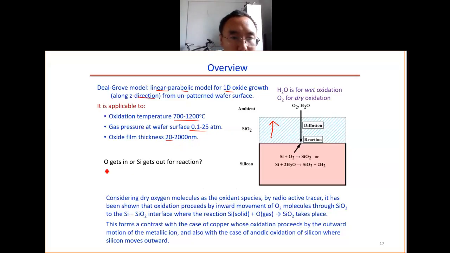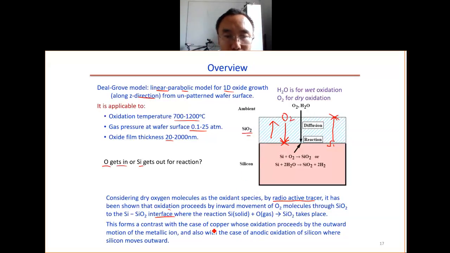The first question: does oxygen get into the silicon, or does silicon get out for the reaction? There are two possibilities. One possibility is oxygen goes through the silicon oxide, and we have the chemical reaction here. Another possibility is the silicon diffuses out, and we have the chemical reaction here. For this, we use a radioactive tracer. It was found that oxidation proceeds by inward movement of oxygen molecules through the silicon oxide to the silicon-silicon oxide interface. That means this is the case: oxygen diffuses from the atmosphere through this oxide and comes here for the reaction.